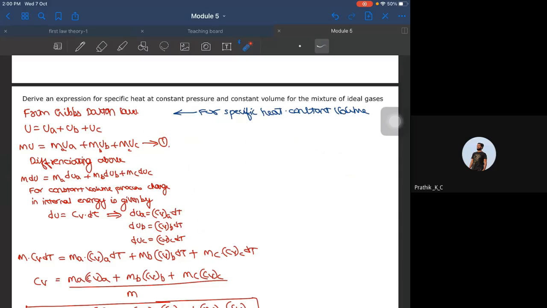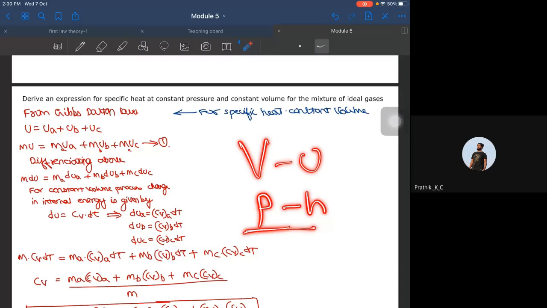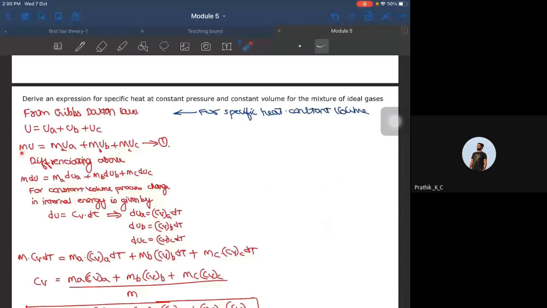So I have said that V corresponds to U and P corresponds to H. So V, in the sense, you have to consider U. That is, U is equal to UA plus UB plus UC. Now, in terms of masses, it is M into U, that is equal to MA into UA plus MB into UB plus MC into UC. Differentiating the above, just add d to the U terms: M into dU, MA into dUA, MB into dUB, MC into dUC.